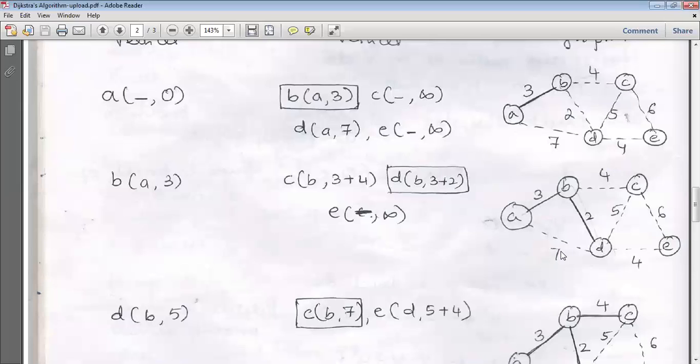If I take this path, because this path is not selected, A to B is 3. 3 plus 2 is 5. 5 plus 4 is 9. Either I can choose this path or this path, because to reach D, this is the shortest distance. That is why I'll consider this one. So we have to consider 3 plus 2, 5. 5 plus 4, it is 9. But if I go this way, 4 plus 3 is 7. 7 plus 6 is 13. So which is less? 9 is less.